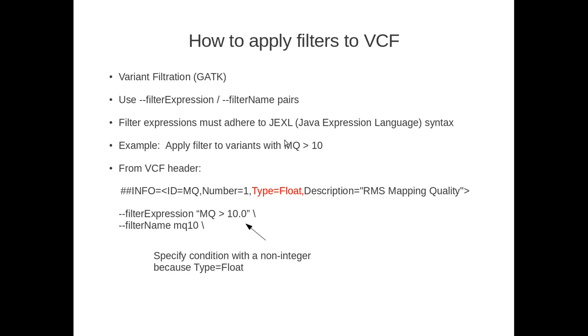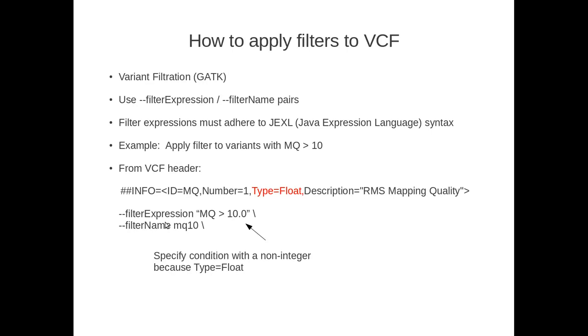But notice here, we're not just going to specify MQ greater than 10, where 10 is an integer. We have to specify a float, okay, because that is the type of number that the MQ tag has associated with it. So applying a 10 here without the floating point number would lead to a problem. Okay, so when you're defining your filter expressions, you have to check in the info column whether or not the tag is either float or integer.